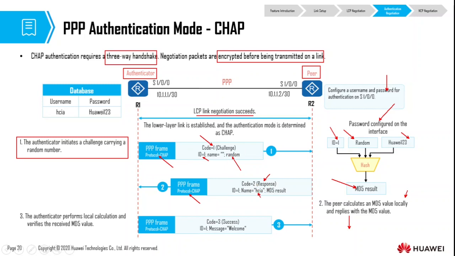The name is HCIA, so this is the username, and we send the MD5 result of the password, which is encrypted. Okay, so the authenticator performs local calculation and verifies that the received MD5 value is correct. If that happens, again we send a PPP frame. The code is code 3, which means success, and we send a message, welcome, meaning that the authentication has succeeded. So generally that is how CHAP works.